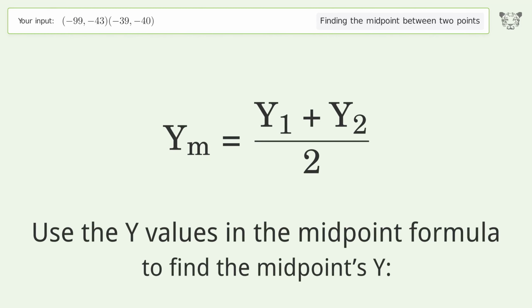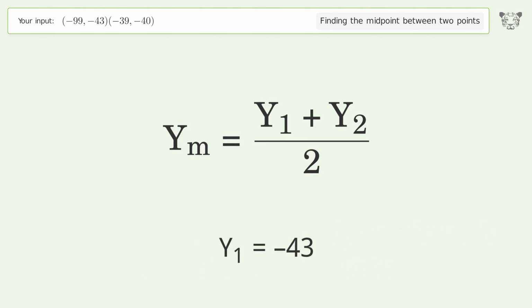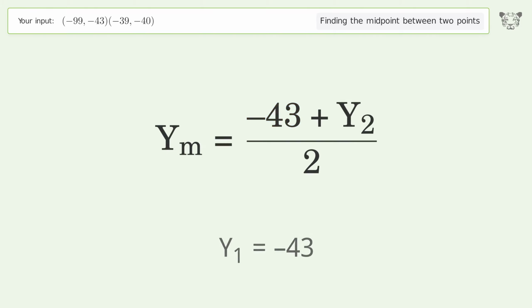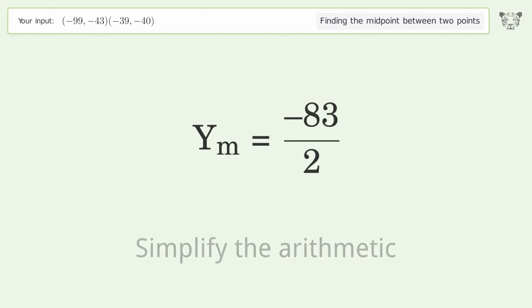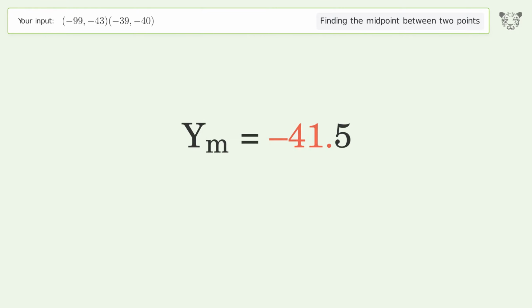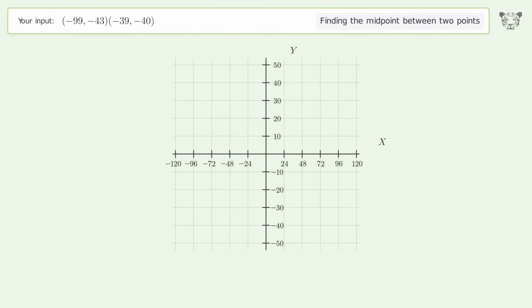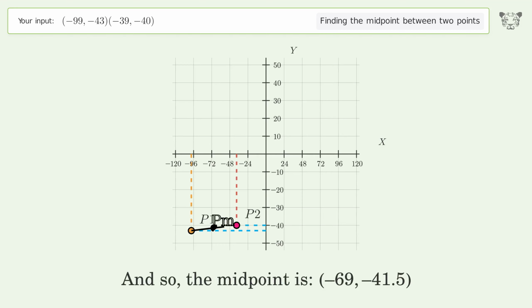Use the y values in the midpoint formula to find the midpoint's y. y1 equals -43. y2 equals -40. Simplify the arithmetic. And so, the midpoint is -69, -41.5.